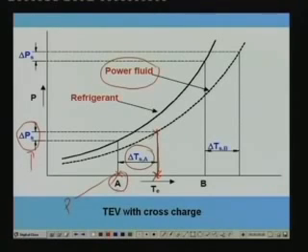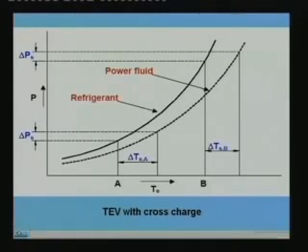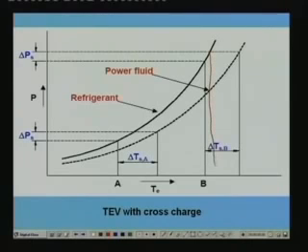Now this is the degree of superheat at low evaporator temperature. At high evaporator temperature also you find that the degree of superheat is much larger than when you used the same fluid as the power fluid. That means, for example, if the same fluid is used as the power fluid, then this would have been the degree of superheat, because this is the delta PS, this would have been the delta Ts with the straight charge, that means with the same fluid as that of the refrigerant. But by using the cross charge we could maintain a high degree of superheat even at higher evaporator temperatures. So that is the advantage of using cross charge.